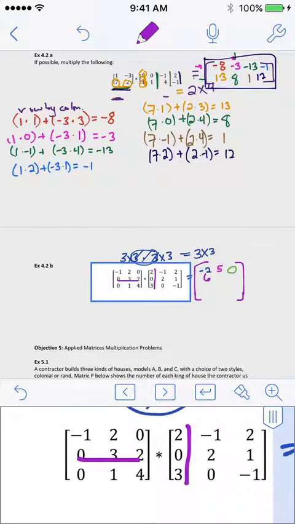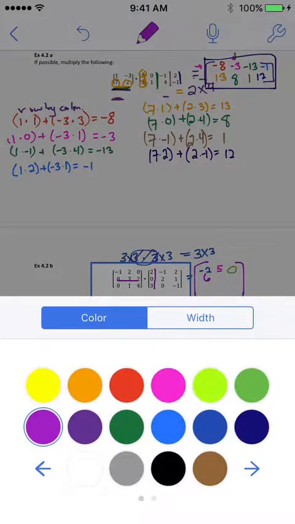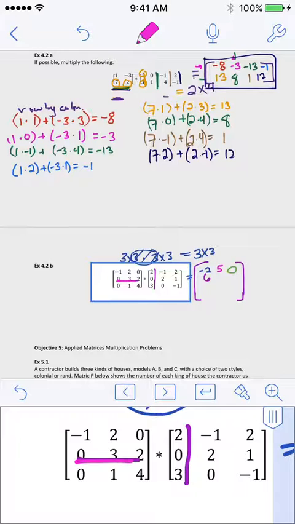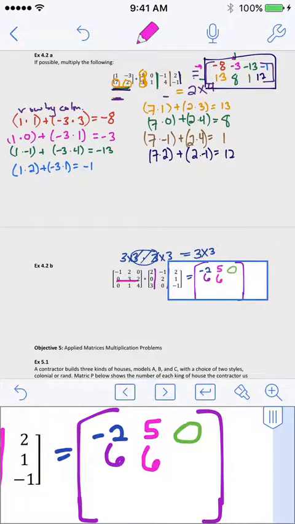Okay, there we go. Alright, second row, second column. 0 times -1, those are the first entries. That gives me a 0. So 0 plus 3 times 2 is 6. Plus another 0 gives me a 6.